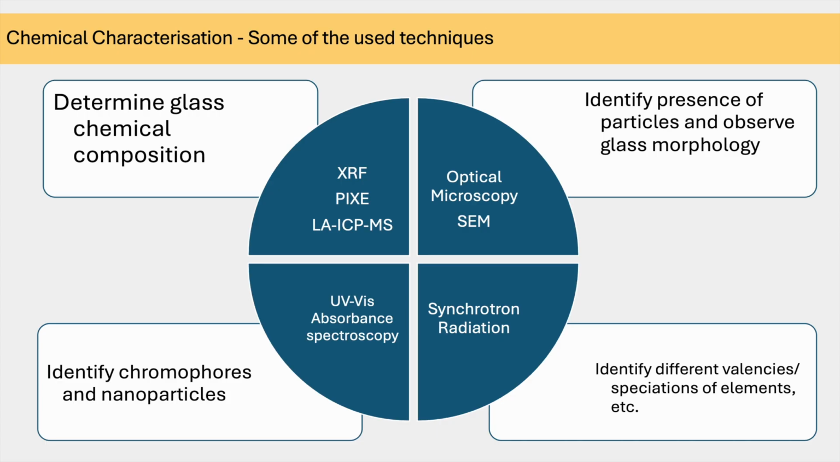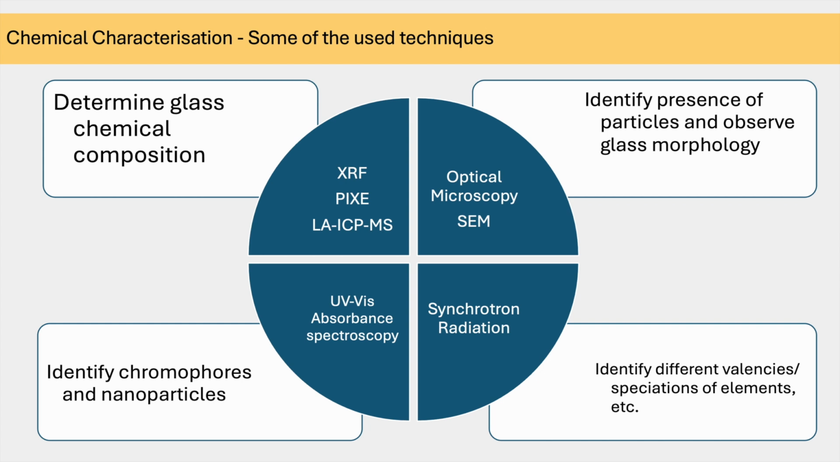Then we move into the chemical characterization. These are just some examples of the techniques we may apply on glass. We really like to determine the chemical composition, and for that we can resort to X-ray fluorescence, to PIXE, which is also based on X-rays, but implies the existence of a particle accelerator, and LA-ICP-MS, which is mass spectrometry.